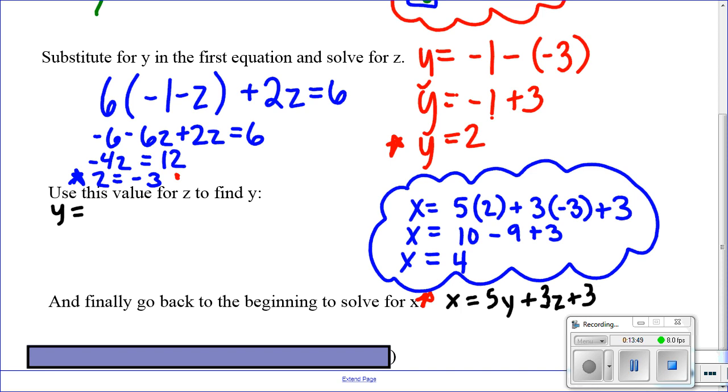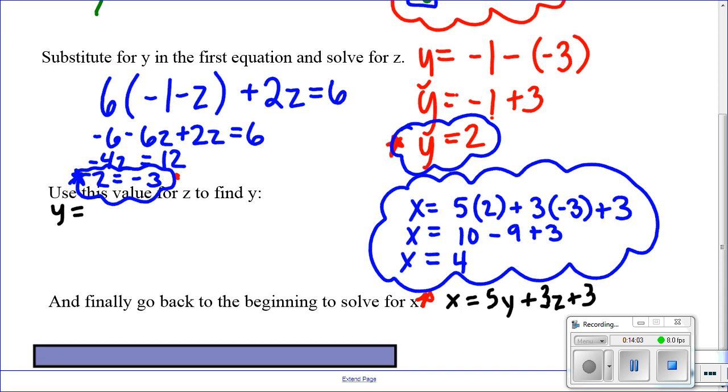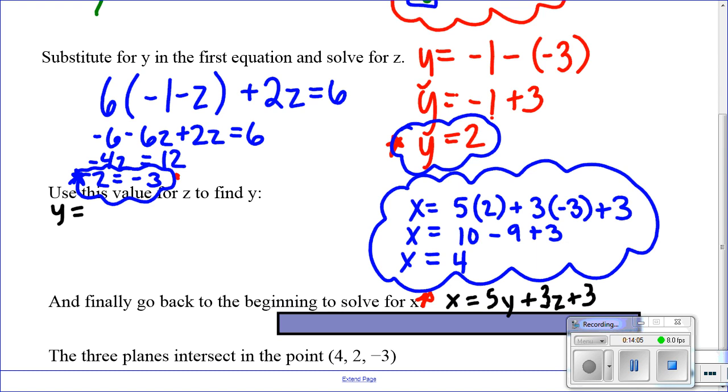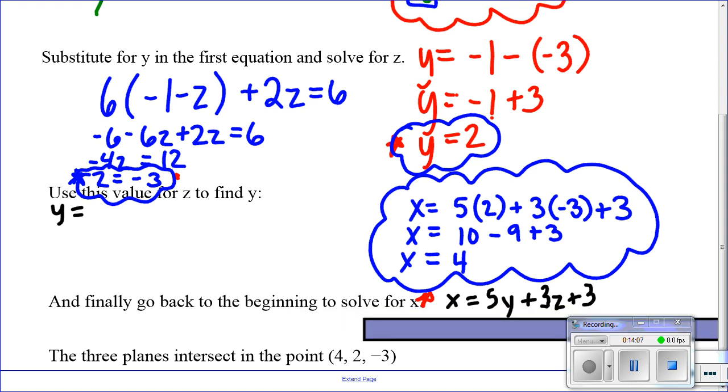So final step, we want to take all three of our values, y equals 2, z equals negative 3, and then x equals 4, and I want to put those in coordinate form. So now I have x is 4, y is 2, and z is negative 3.